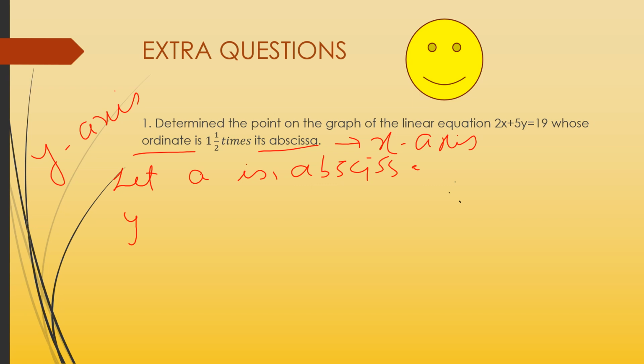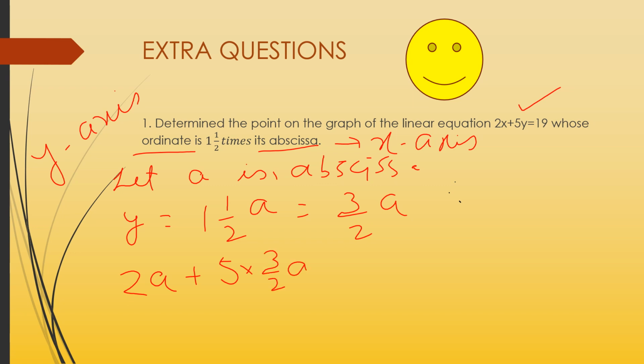So what will be your y then? 1.5 of x. You have considered x to be a. So can you write down 3 by 2a? So now these are the solutions of 2x plus 5y equals 19. Obviously, it will satisfy the equation. So 2 into x value is a, plus 5 into 3 by 2a gives you 19.